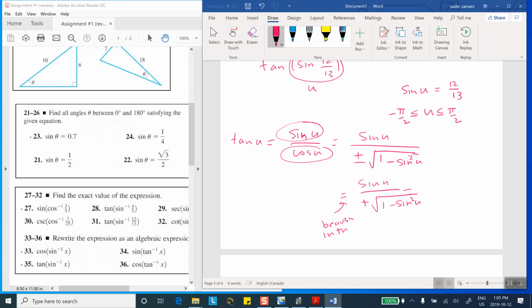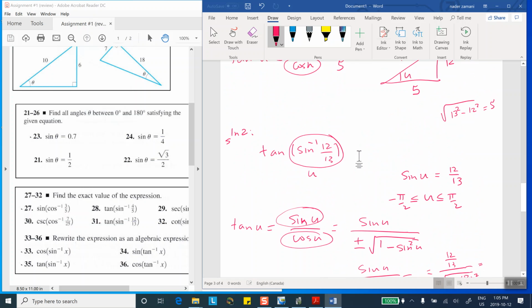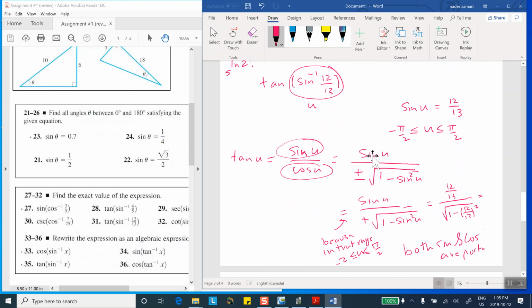This is because in that range, when I say range, pi over 2 and minus pi over 2, both sine and cosine are positive. Now, if we plug in the values that were given to us, for example, 12 over 13 divided by square root of 1 minus 12 over 13 squared, we're going to get exactly the same answer that we got earlier, namely 12 over 5. I'll let you finish this, 12 over 5.